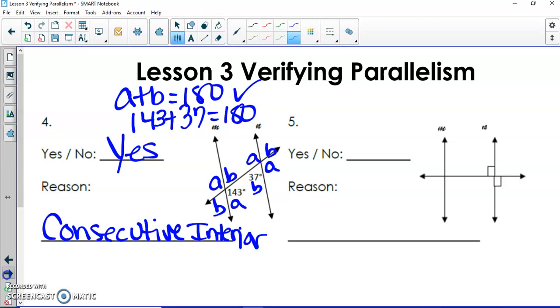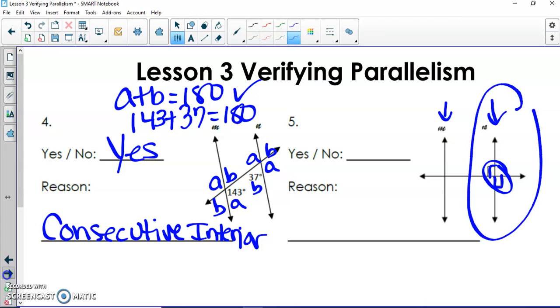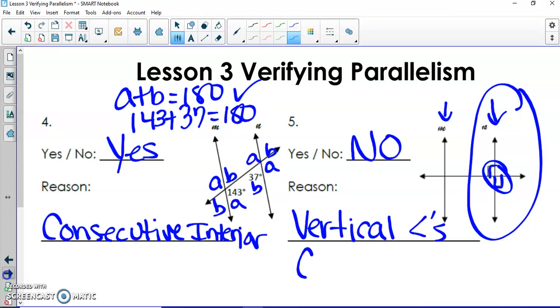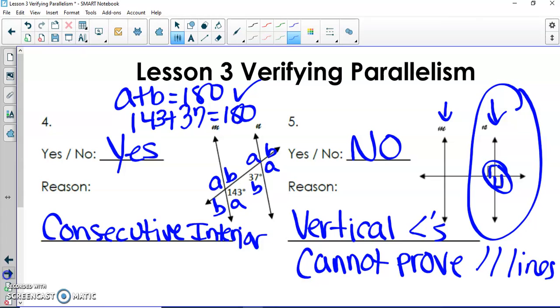Consecutive interior angles. Number 5, I have these 2 right angles. They have my right angle symbol in there. They're both 90 degrees. I do not have one that touches M and N. They are both on N. So automatically I can say no. So while they are both 90 degrees and equal, we cannot use them to prove that we have parallel lines. And the reasoning is that vertical angles cannot prove that we have parallel lines.